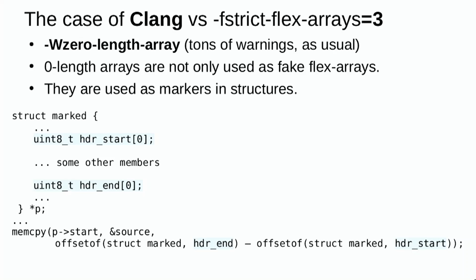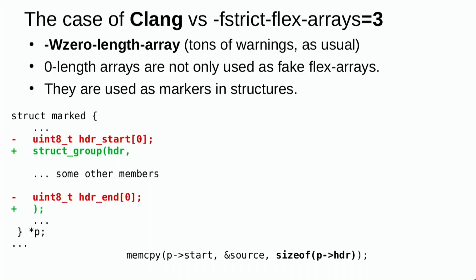So, on the next slide, this is one of the ways kernel developers use zero length arrays. You can see at the bottom, the copy is copying just data into that section, marked by those zero length arrays.